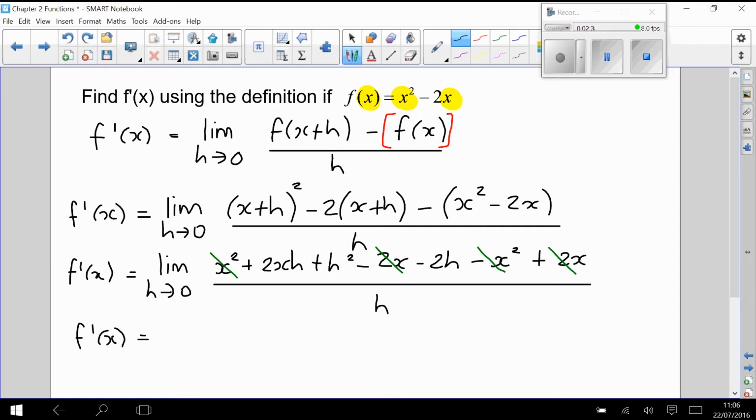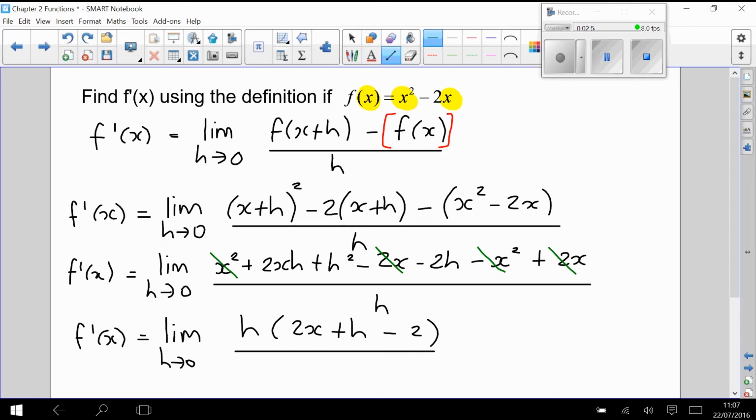Looking at the terms that I have left behind, I should be able to notice that I have a highest common factor of h. So taking out this highest common factor, I have h into 2x plus h minus 2. Now this h in the numerator can cancel that problematic h in my denominator. And when I cancel them, you will find that I no longer have a 0 denominator. So at this stage, I'm able to substitute any h value for 0.